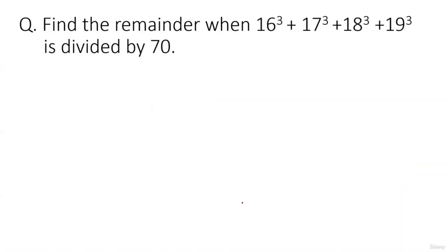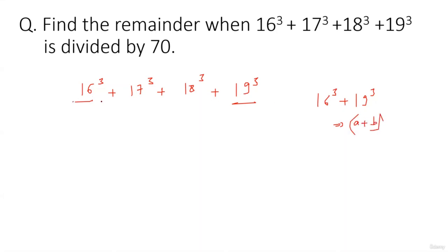Find the remainder when 16 cube plus 17 cube plus 18 cube plus 19 cube is divided by 70. Okay, guys, so let's write it down. Now, guys, if you combine the first and the last part of the expression, you have 16 cube plus 19 cube, right? It's of the form a cube plus b cube. Iska definitely ek factor kya hoga? A plus b hoga, right? So for this part of the expression, 16 cube plus 19 cube, we definitely have one factor as 16 plus 19, which is 35. Right?